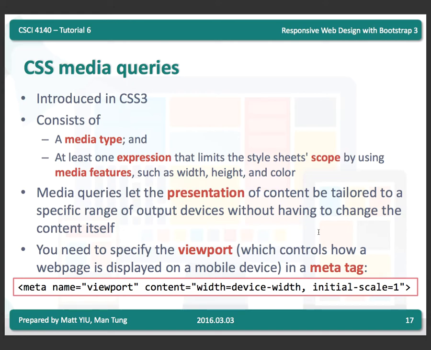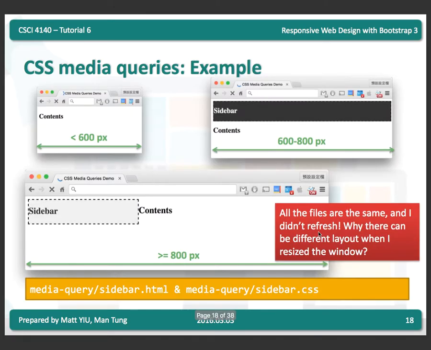This is to tell the browser that your web page width is equal to the device width. Because otherwise your phone will assume that your page is for the desktop, and then it will zoom out of your page and the text will be extremely small. So you need to specify the viewport first. And then let's see an example.